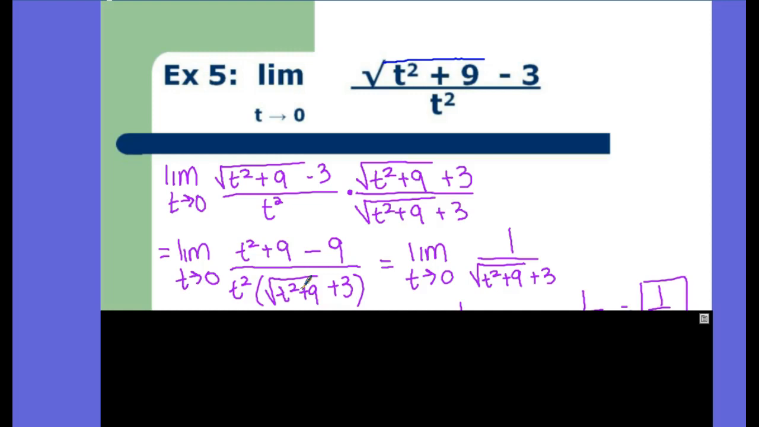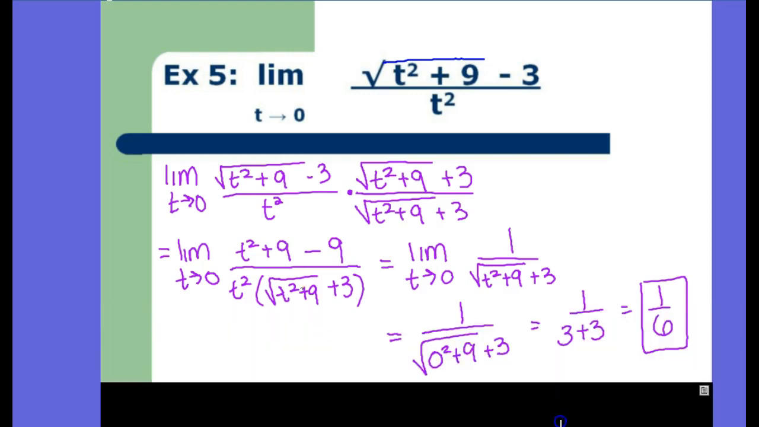Once I get a 1 up here, I know this is a number. So now it's the difference whether it's a number over a number or a number over a 0. So we're going to try one more time to plug in that 0. So when I plug in my 0, I end up with 1 over 3 plus 3, which is 1/6.